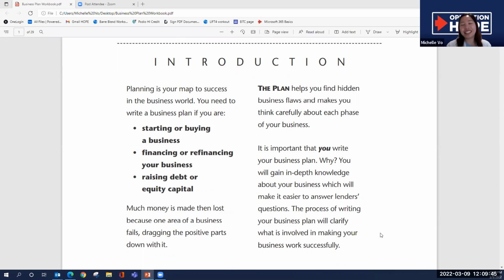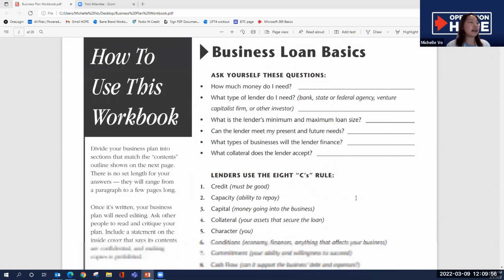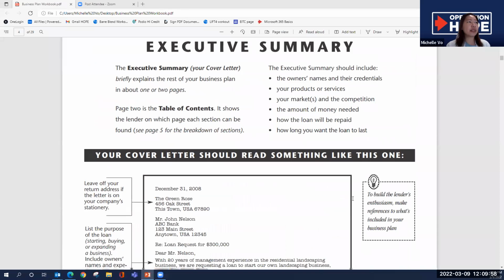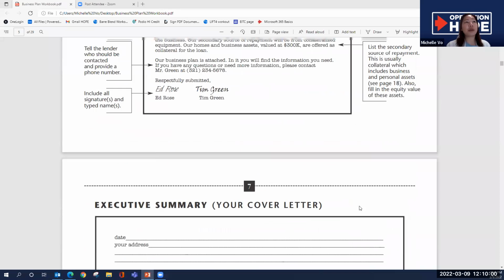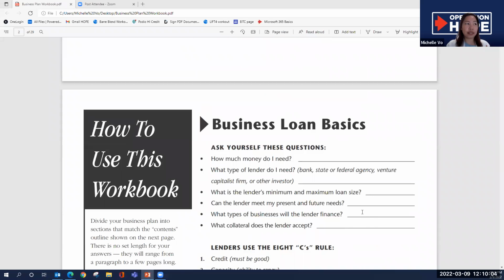There are 29 pages in this workbook. I'm not expecting us to go through all 29 pages today. In fact, I'm going to focus on the written part, mainly the executive summary and the business description, and that's going to be from page 1 to 7.